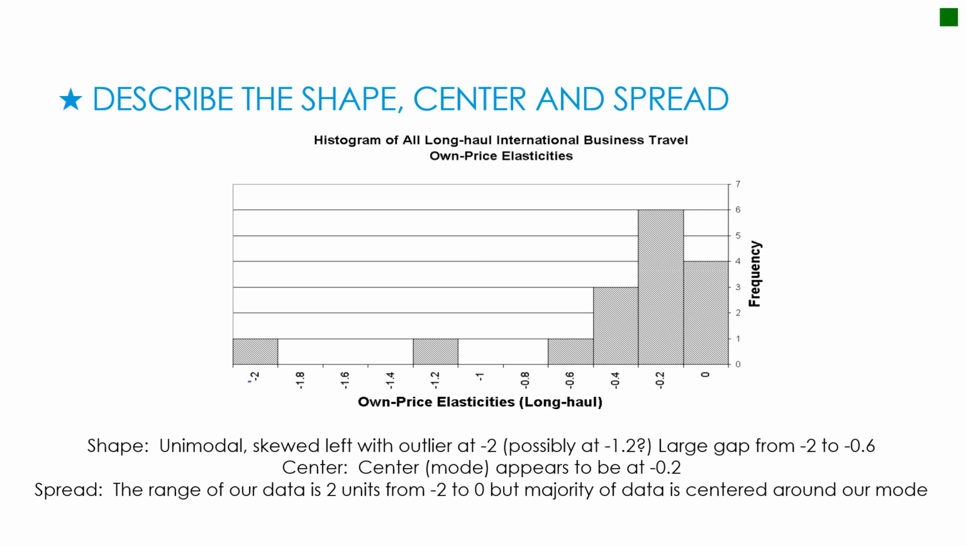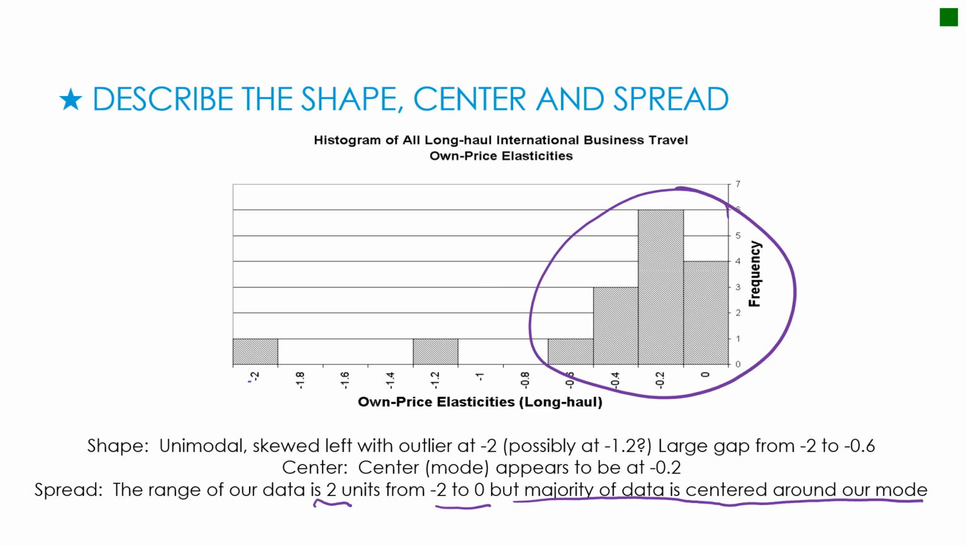The spread, we can talk about the range of 2 going from -2 to 0, but I also want to talk about just how varied the data is. So I said the majority of the data is centered around our mode. So here is the bulk of our data, and then we've got these guys over here that may or may not be outliers. So this is just a way for you to see how one might describe the shape, center, and spread of a distribution.